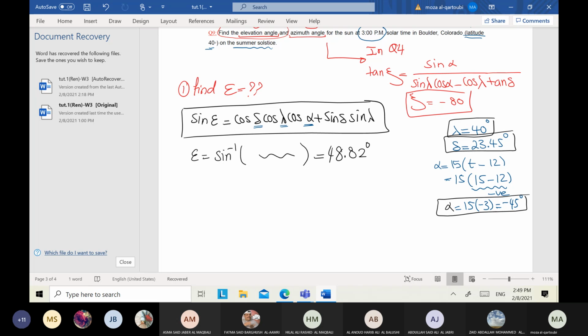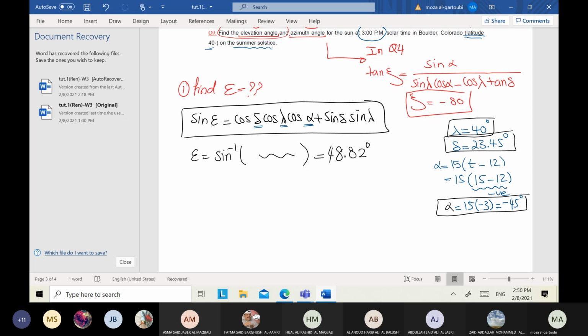So cosine of 23.45 times cosine of 40, then cosine of minus 45, then plus sine of 23.45 times sine of 40. We give the answer for this side, equal to 0.75266. Then take the inverse of sine, the arc sine of this answer, which gives 48.82. Okay, this is the value of the elevation angle.